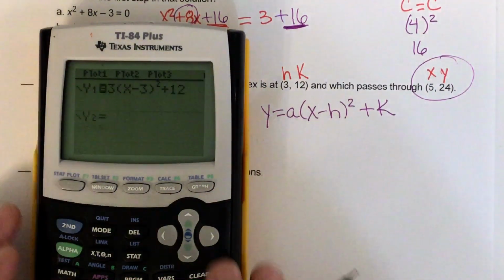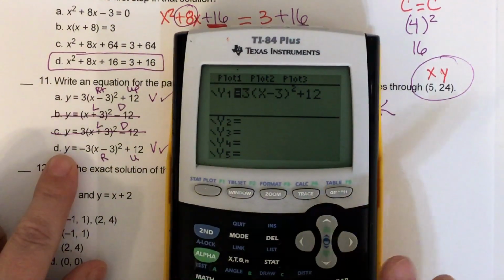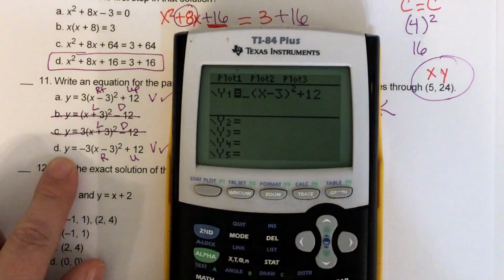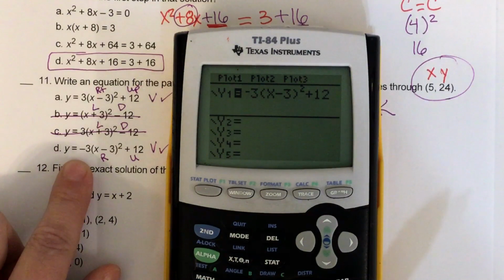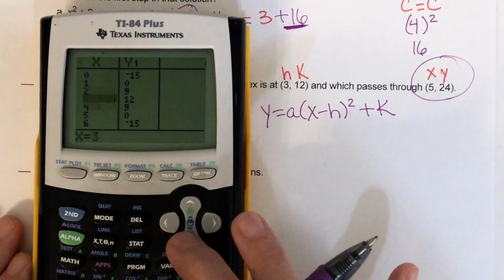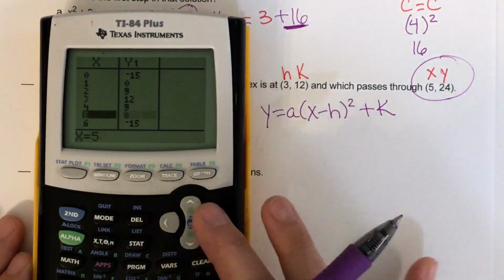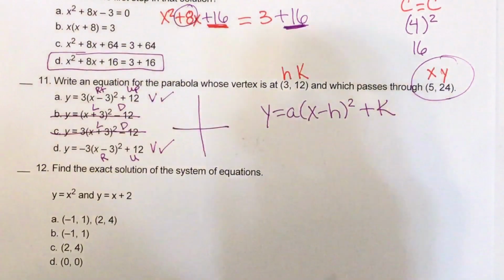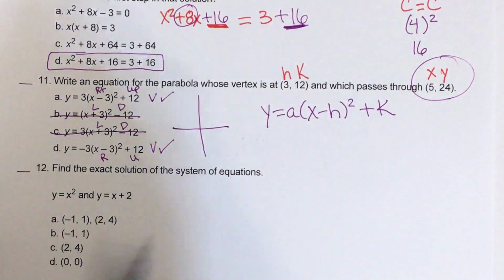Now, if I put in answer choice D, just to show you, that one has a -3 in the front. If I go to my table and I look for (5, 24), guess what? It's not there. So that's why A is our answer.